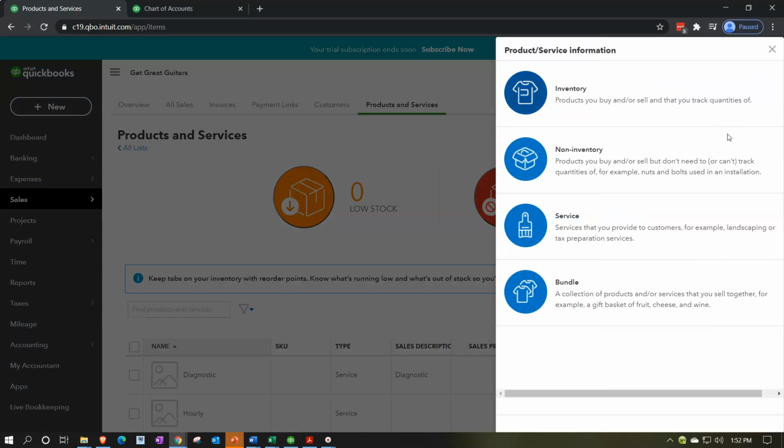I might use, say, the non-inventory items, which says here products you buy and or sell, but don't need to or can't track quantities, for example, nuts and bolts and whatnot. But we could use that because, again, we're not going to track the quantity, or we can use these service items, and that will treat it in a similar fashion as it would if it was a service item that we're selling. And then we can account for the inventory items by when we purchase them.